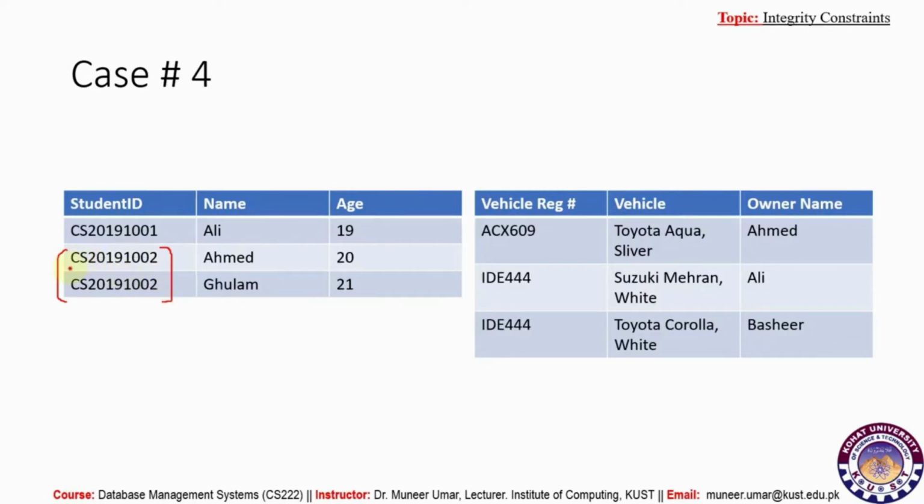So if I search for this record 1002, I will get Ahmad as well as Ghulam, which is incorrect. So each student must be identified by its unique registration number, and the registration number cannot be duplicated. We are using registration number as a primary key in our table, so it must not be duplicated, otherwise we will get an error for such type of things.